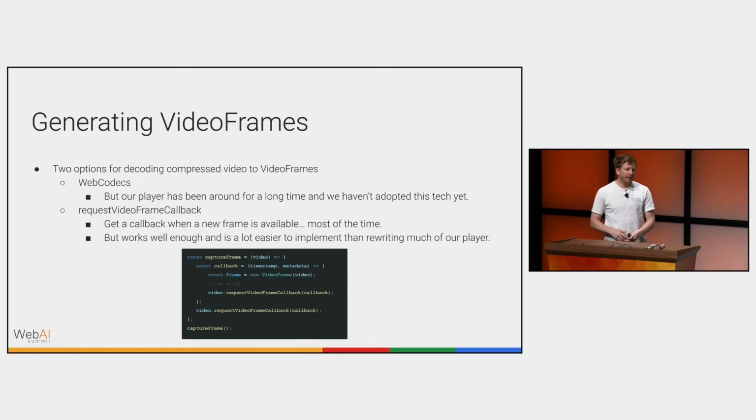Before I get on to WebGPU, this is actually a very important piece of the puzzle. We need to get the video frame from the decoder into our GPU context. There are two ways of doing this right now. WebCodecs is sort of the best way of doing it. This is the newest way of doing it.